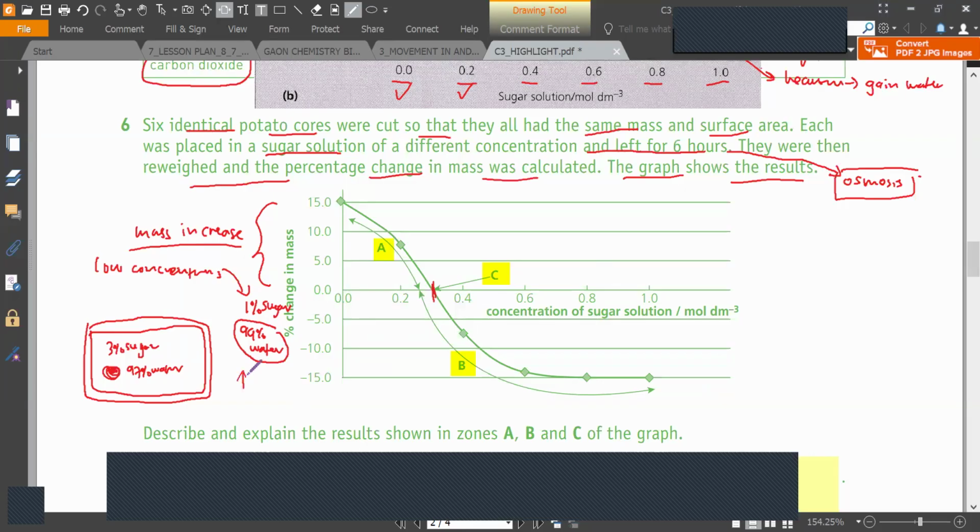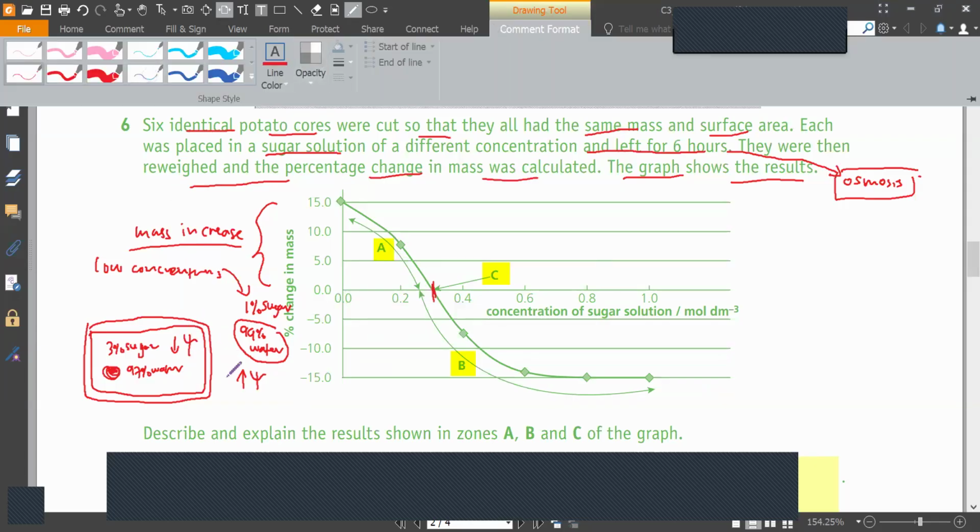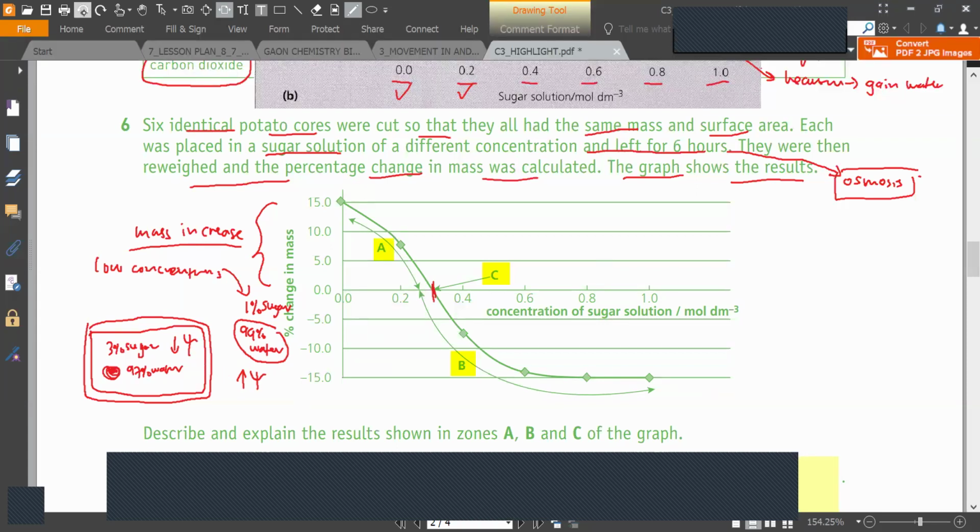So we will have higher water potential outside, and inside is lower water potential. Water will move from high water potential to low water potential. So water will move inside, and the mass will increase. That's why we see the mass increasing here. Let's say we start with 20 grams, so maybe it increased to 23 grams, something like that.